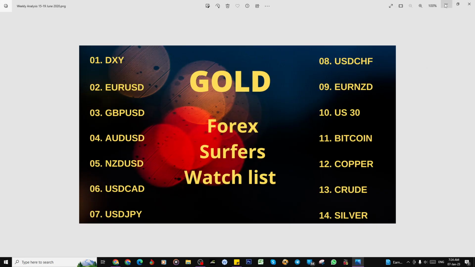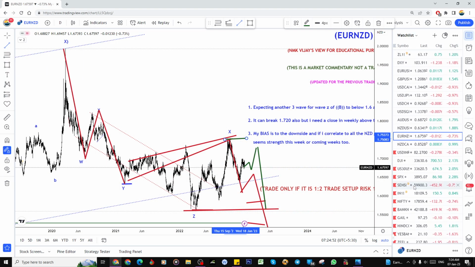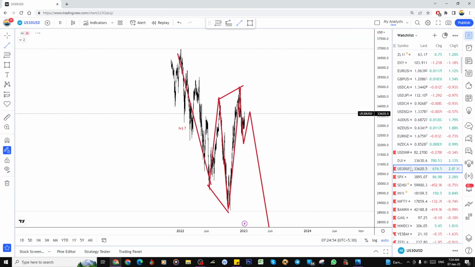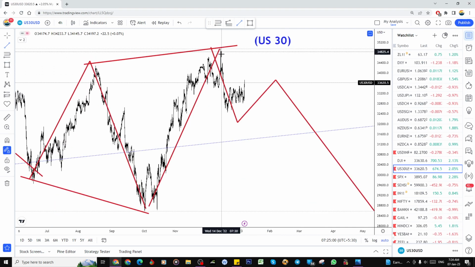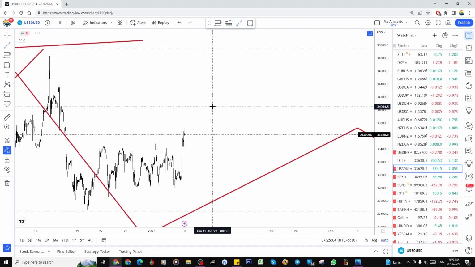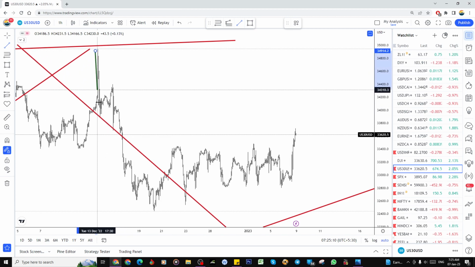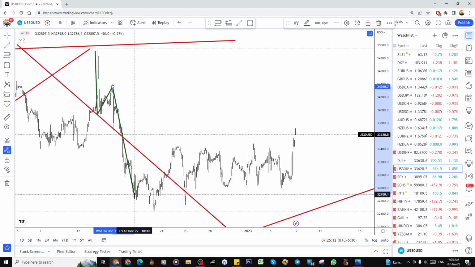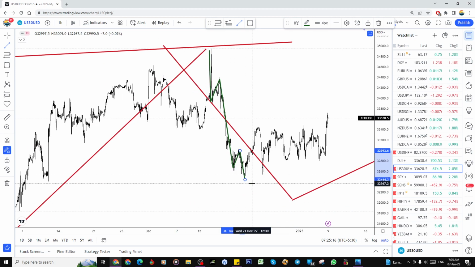Next is US 30. US 30 is also a very, very beautiful trade. Look at this. Excellent, right? It's a pure, beautiful 5-wave structure in the downtrend. It's a beautiful 5 waves: 1, 2, 3, 4, 5. It's a 5-wave structure in the downtrend.